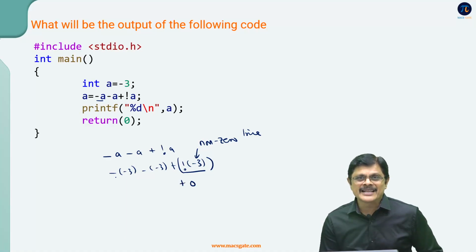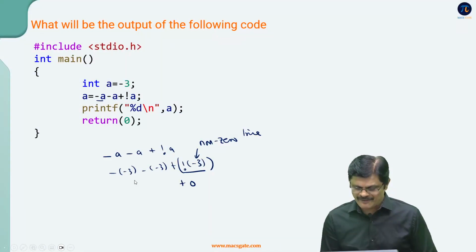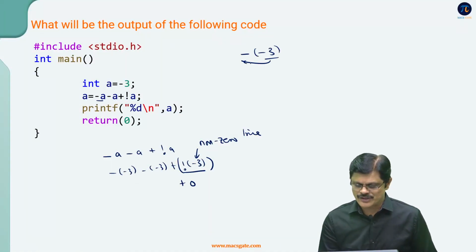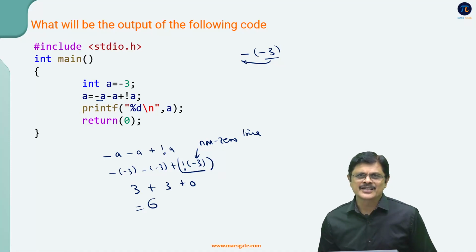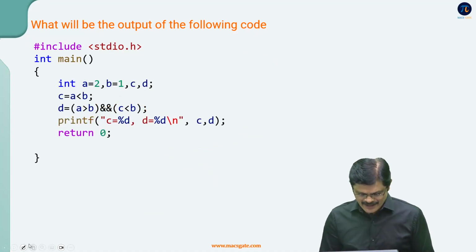Then here minus A, minus of minus 3. Even these are right to left associative only. All the unary operators plus and minus are right to left associative. Minus of minus is plus 3. So, you get plus 3. So, the result for this is 6. Okay. See, I already executed, I am just giving you the output, just go through it. The next example.